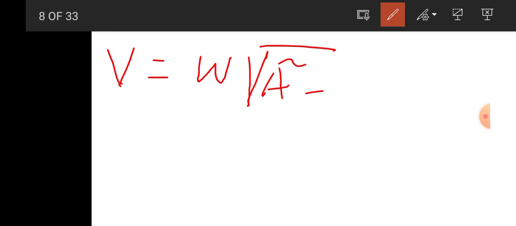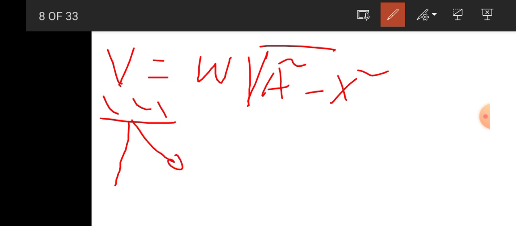Next question D. The maximum velocity of the bob. Velocity is equal to omega square root of amplitude square minus x square. Maximum velocity, for example, if this is a simple pendulum, this is the equilibrium position and this is the pendulum. When this pendulum oscillates, let's say this is point C and this is point B.